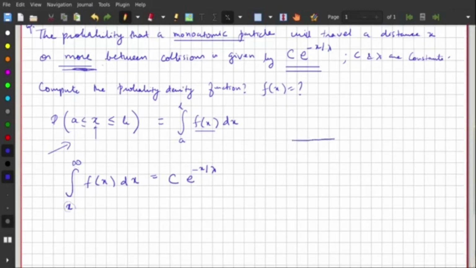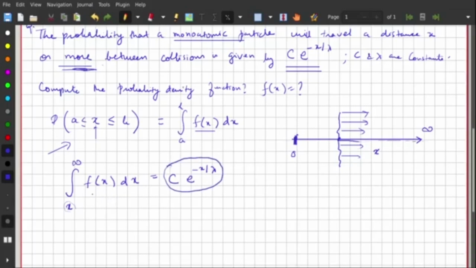If you think about x as some kind of real line, let's say this is 0 and this is infinity. What we need is that it always lies in this range. So it's greater than x and it goes till infinity. If you integrate that, this is the probability of finding, and that's given. Given this, we have to find what f(x) is. That is the mathematical problem that we have.